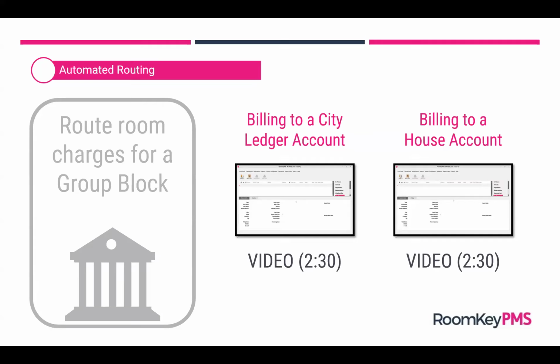Great. Now let's take a look at that second example of billing for a group block. We've got a second example here. Instead of using a City Ledger account, this time we will be setting up billing to a house account.